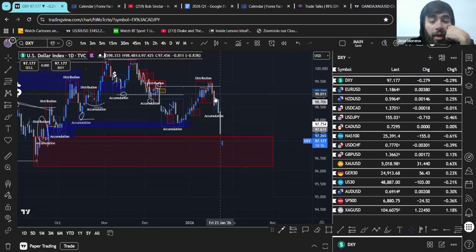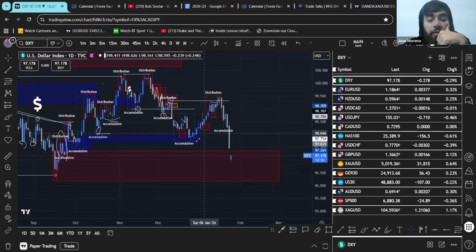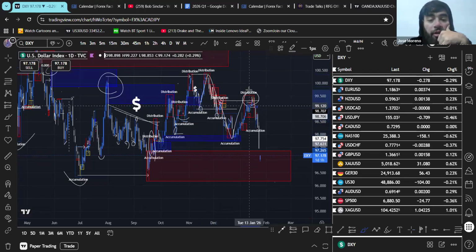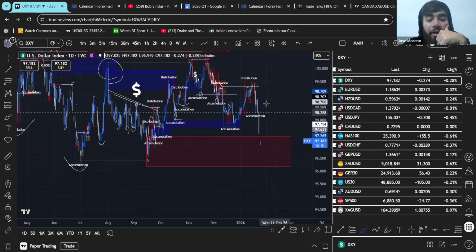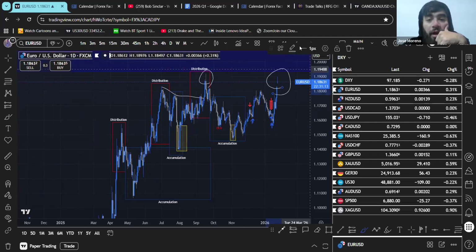But I would say right now, I'm going to favor this to just continue to fall, especially since we came right off of a redistribution that looks like it could be a mitigation. If this is our final manipulation, this could be our impulsive, this could be our mitigation, and then we have our continuation. So because of that, I wouldn't really look for the buys here, and same thing with Euro USD. That's why I wouldn't look for the sells inside of here.